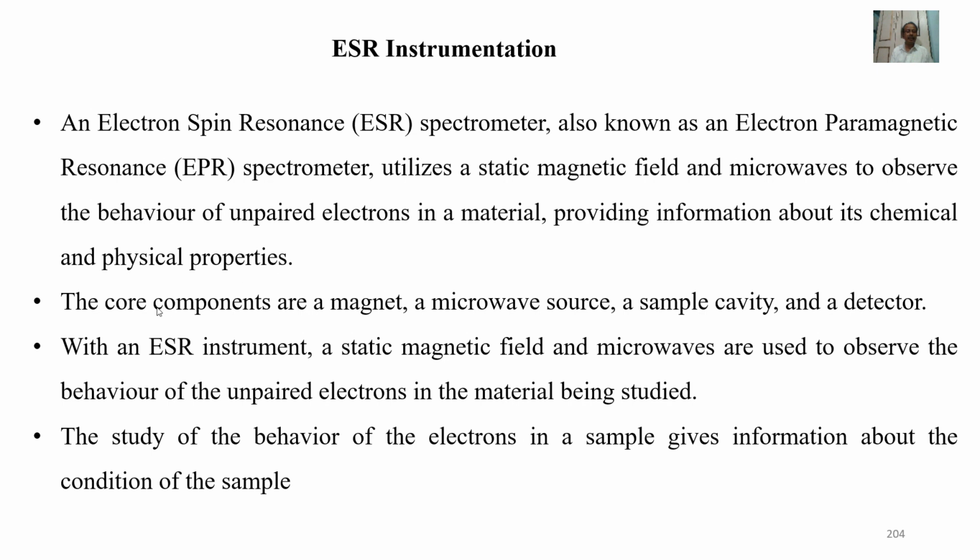The core components are a magnet, a microwave source, a sample cavity, and a detector. With an ESR instrument, a static magnetic field and microwaves are used to observe the behavior of the unpaired electrons in the material being studied. The study of the behavior of the electrons in a sample gives information about the condition of the sample.